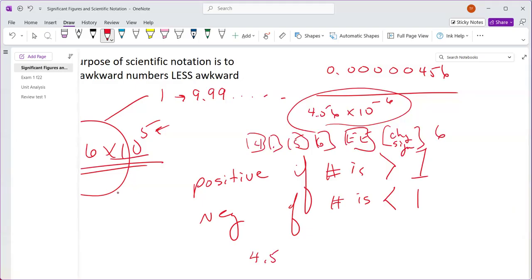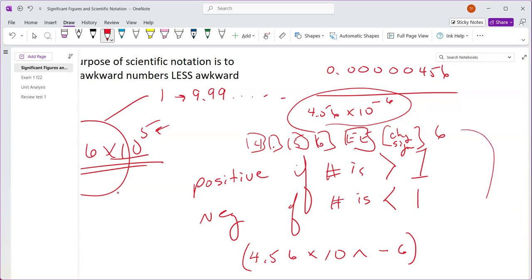4.56, excuse me, parentheses, 4.56 times 10 caret, change sign, 6, close parentheses. The caret means it's being exponentiated.